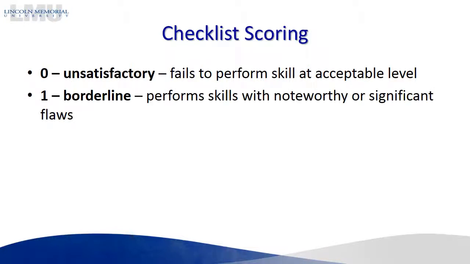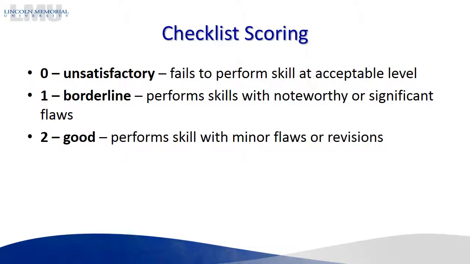A 1, this is a student who is really borderline. Their performance was very marginally acceptable. So perhaps they performed the skill with a noteworthy or significant flaw present. There's a pretty significant issue there, but it's not quite enough to say that you would be failing or unacceptable as far as performance goes.